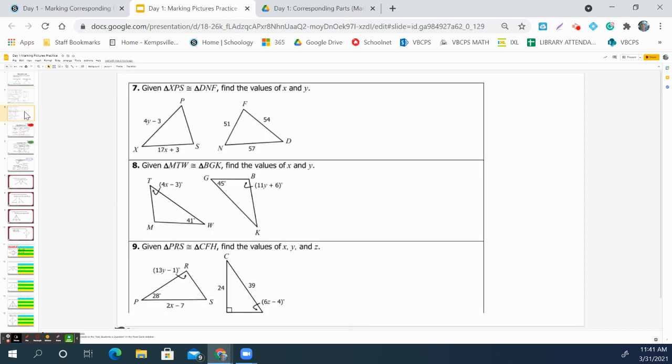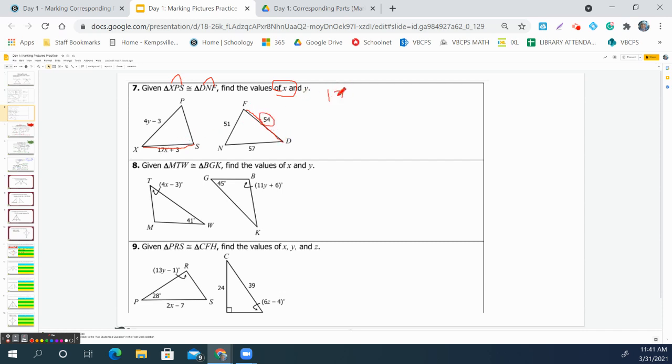Awesome. We're going to kick it up a notch. Eventually, like on your homework in the IXL, you're going to have to solve some equations. If I'm trying to solve for x, XS goes with what? XS goes with DF. So this side goes with DF, this side. I want to set those two things equal.